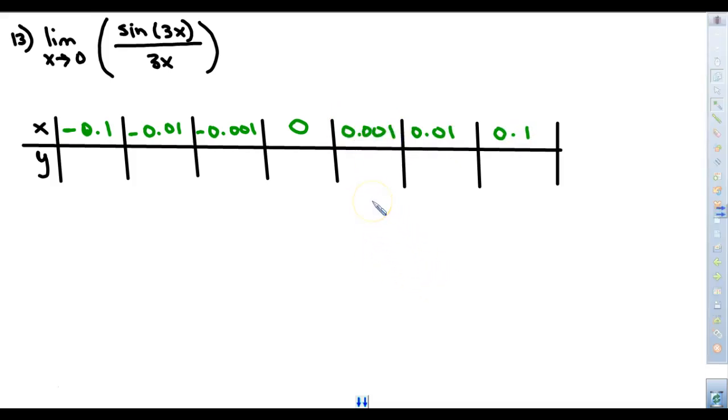All right, so let's put that in the calculator. It's a trig function. Make sure with trig functions that your mode is in radians.